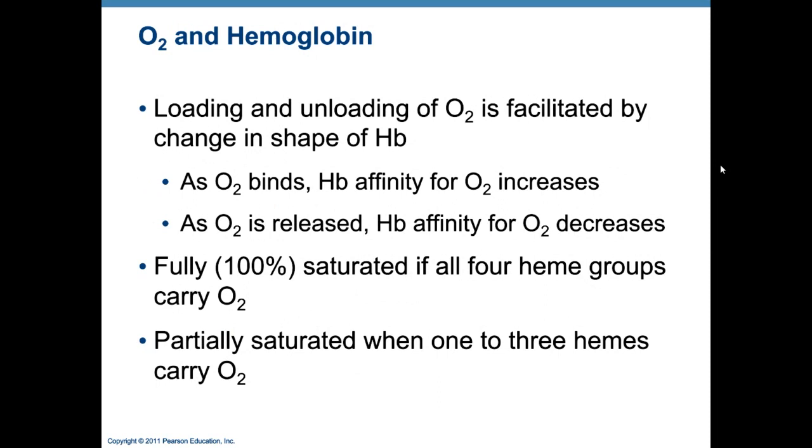As it's released, oxygen becomes less attractive to hemoglobin, and it wants to start picking up a little bit of CO2. So when it's partially saturated, 1 to 3 hemes can carry oxygen, but the other can carry some CO2. And we'll look at that in a minute. But normally, hemoglobin wants to carry those 4 and be 100% saturated, if at all possible.